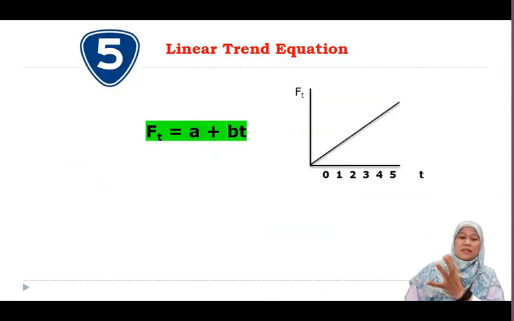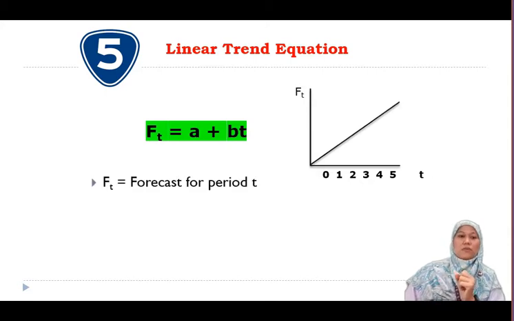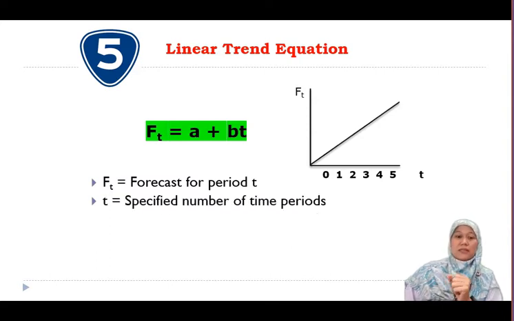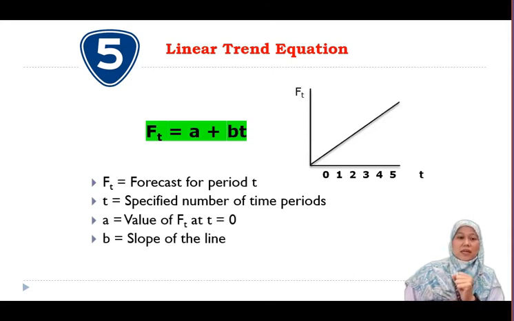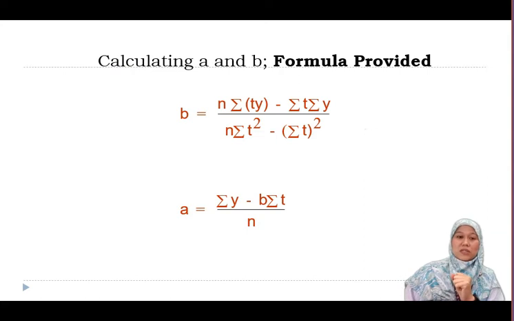What is linear trend? Linear trend is an associative method in which we will find the function from the data. So Ft is the forecast that we're going to find, and the formula is a plus bt. t is the time period that we want to forecast, b is the slope of the line, and a is the value of the forecast when t is 0.